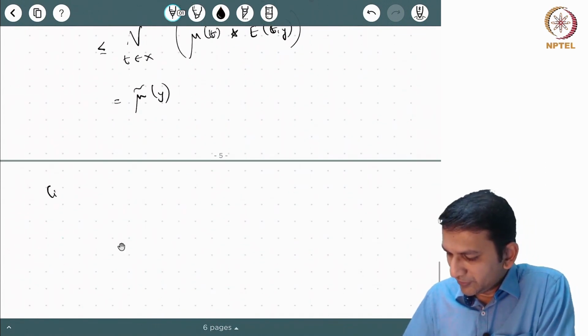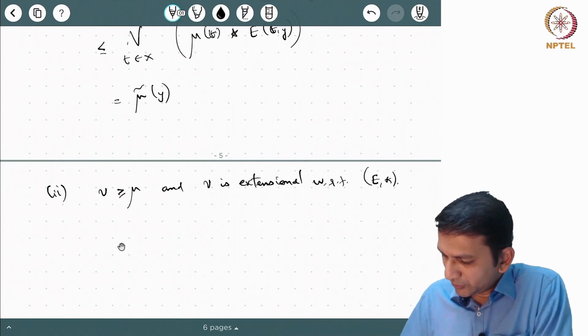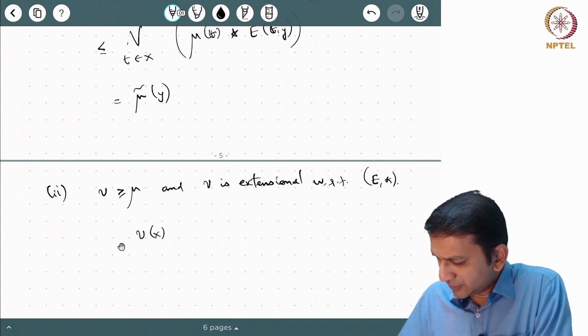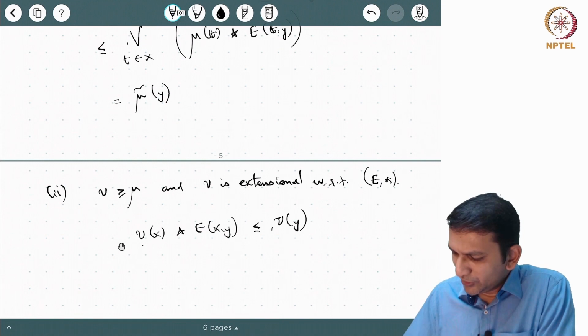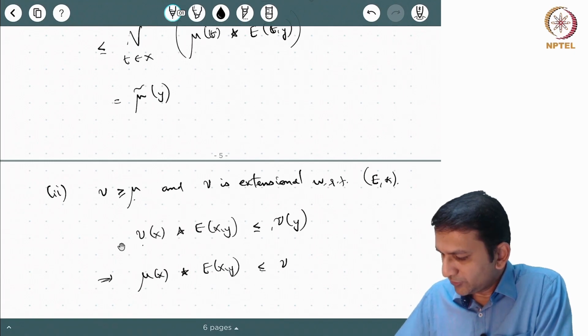So let's also show the second point. So what are we given? We are given mu' is greater than or equal to mu, and mu' is extensional with respect to E and star. So now mu' is extensional means mu'(x) star E(x,y) is in fact less than or equal to mu'(y). But we know mu' is greater than mu, so this implies mu(x) star E(x,y) is less than or equal to mu'(y).